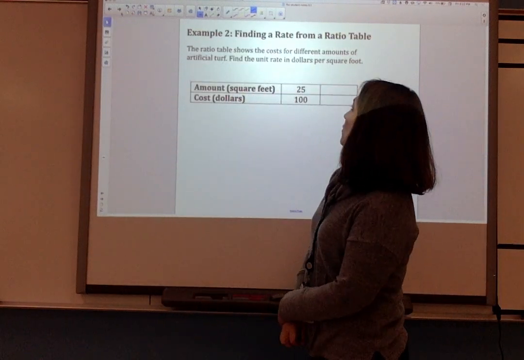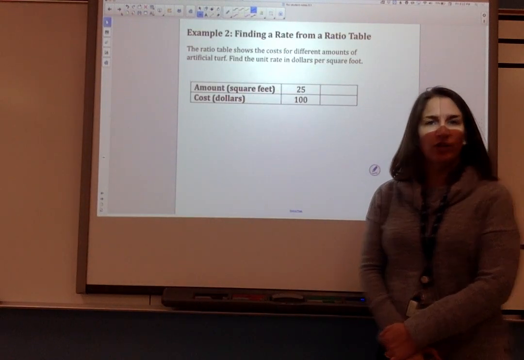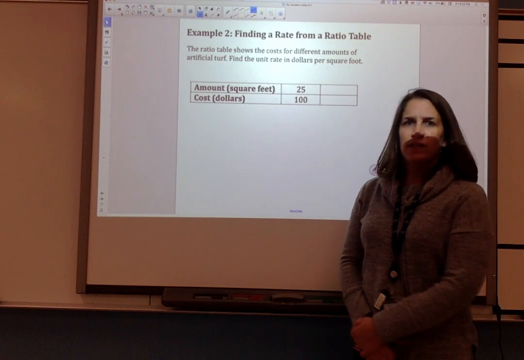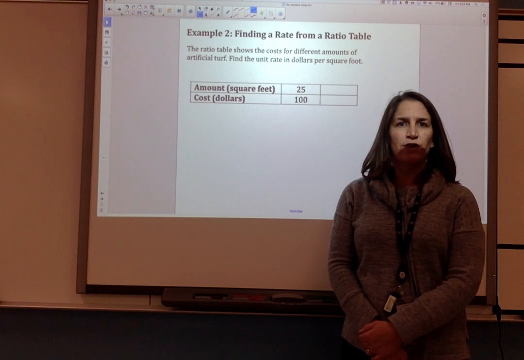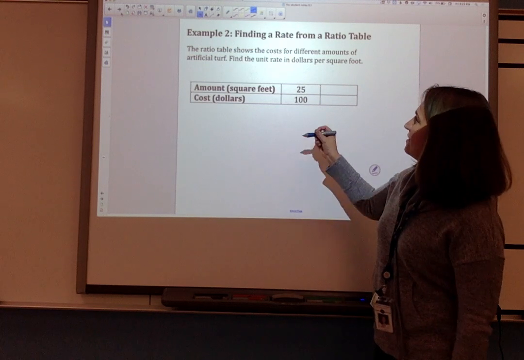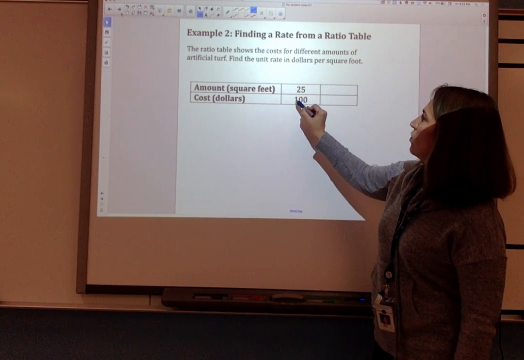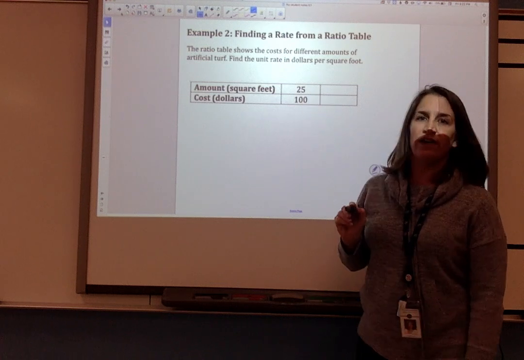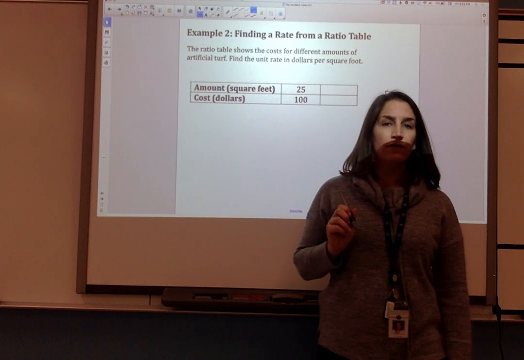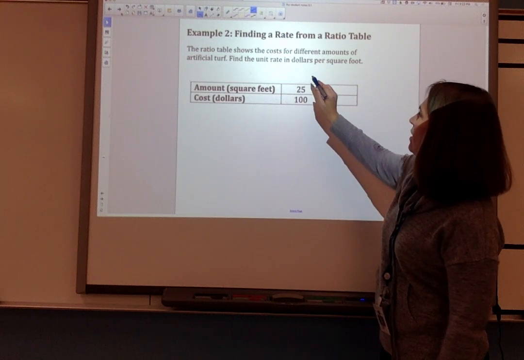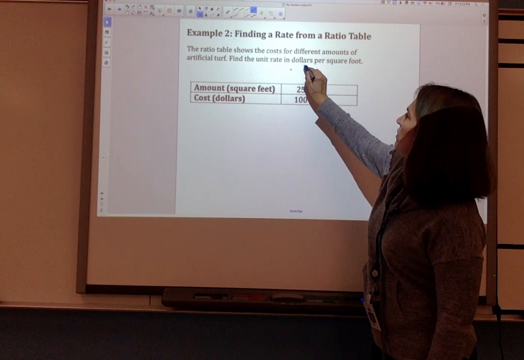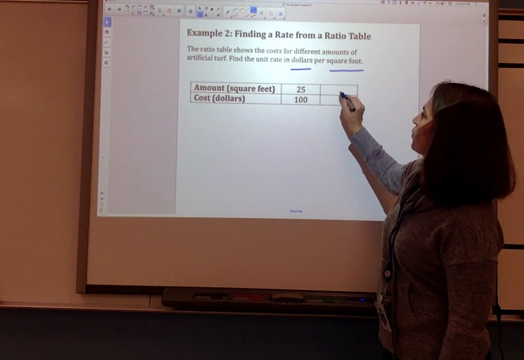Here's our next example. We're going to use a ratio table to find a rate. So here we have a ratio table that shows the cost for different amounts of artificial turf. And we can see that it costs $100 for 25 square feet of turf. We can continue this table. We want to figure out what's the unit rate in dollars per 1 square foot.